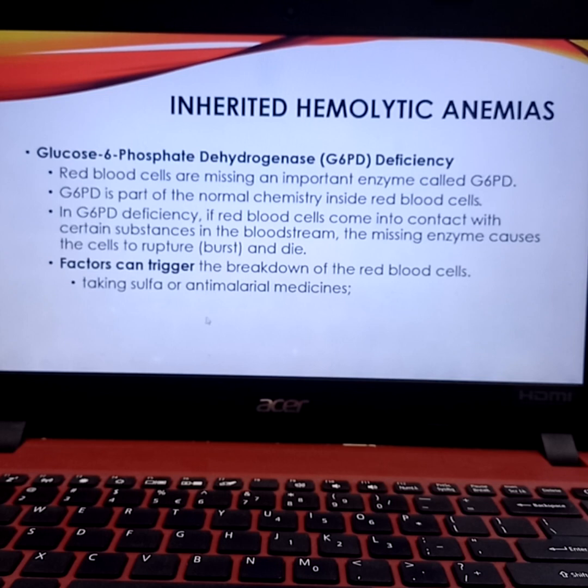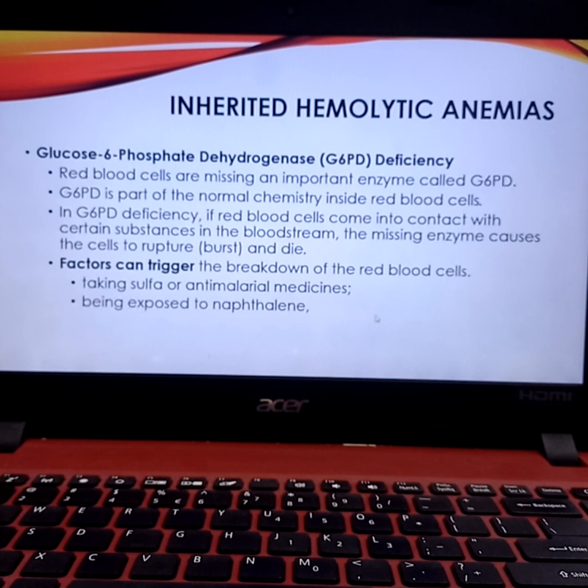Number one is that you are not allowed to take anti-malarial drugs. It is not an allergen, but it is considered contraindicated to your condition. So if you have G6PD deficiency, anti-malarial medications such as quinine and chloroquine are not allowed to be administered to you.